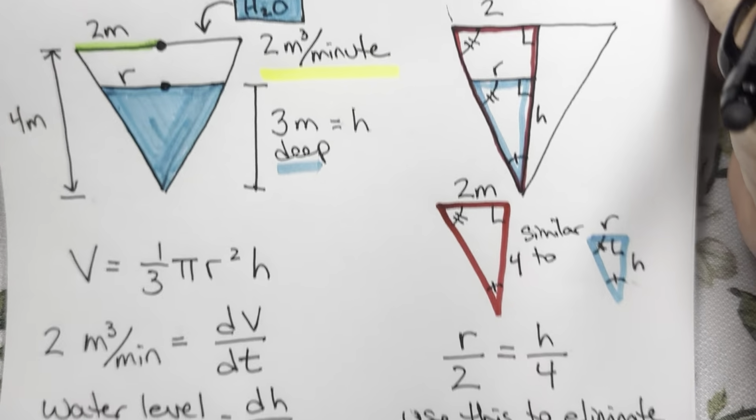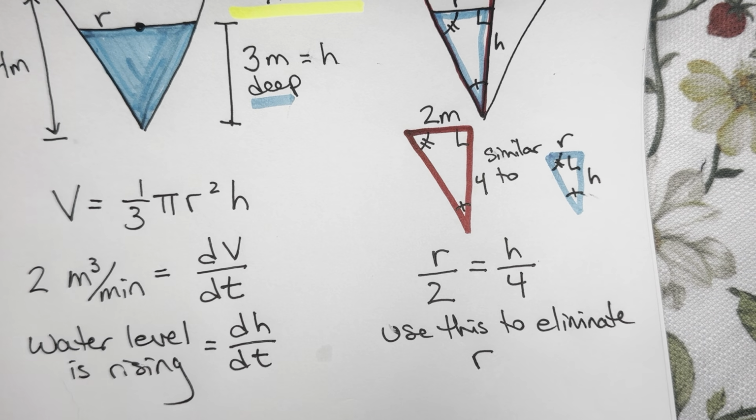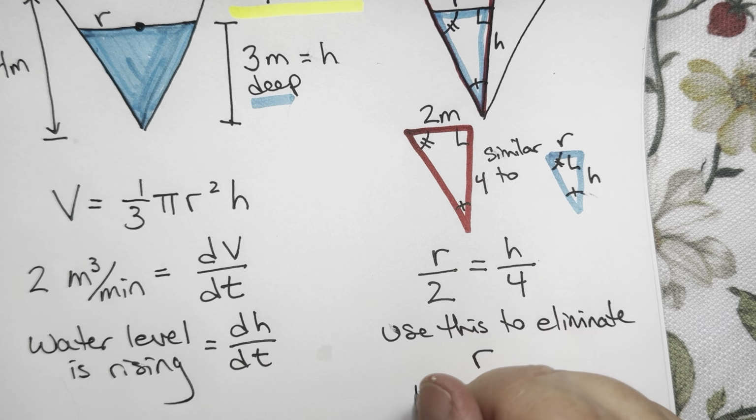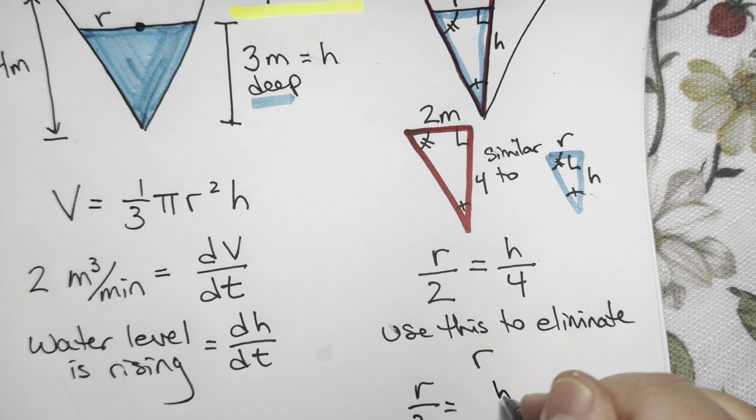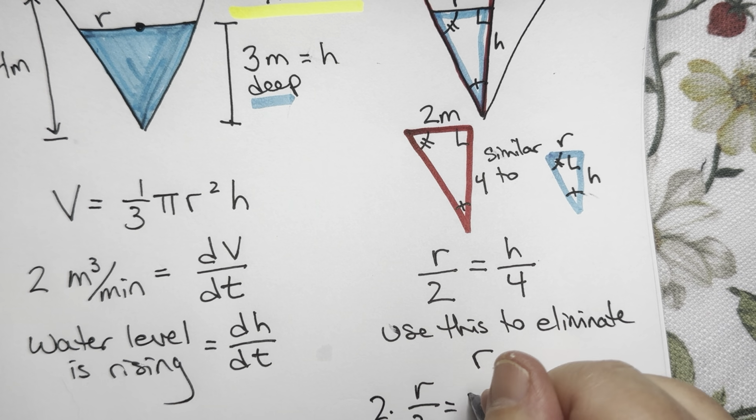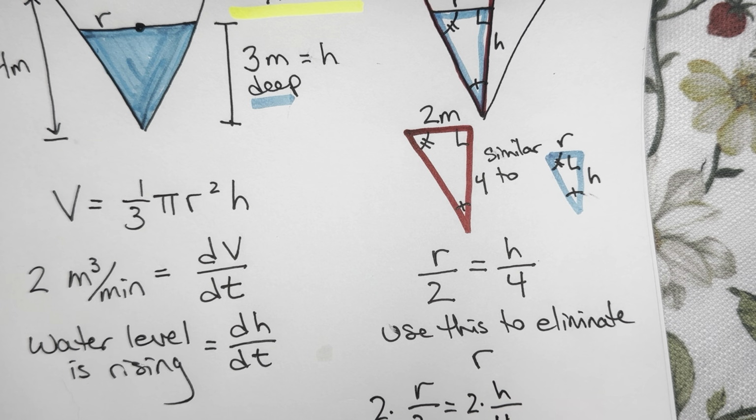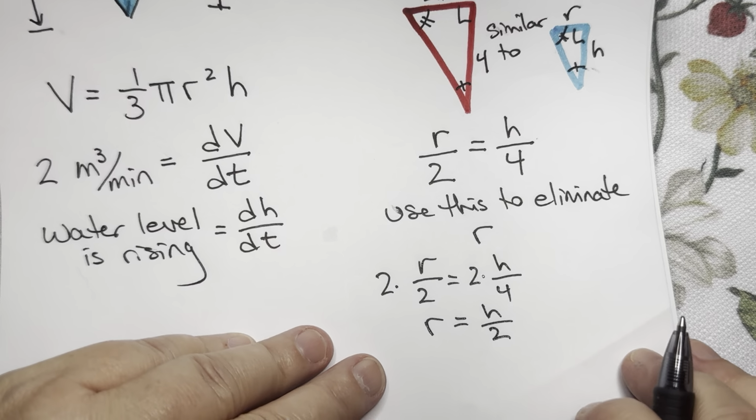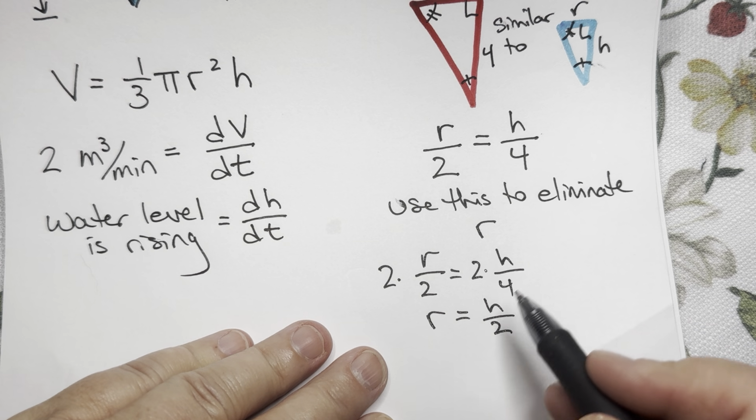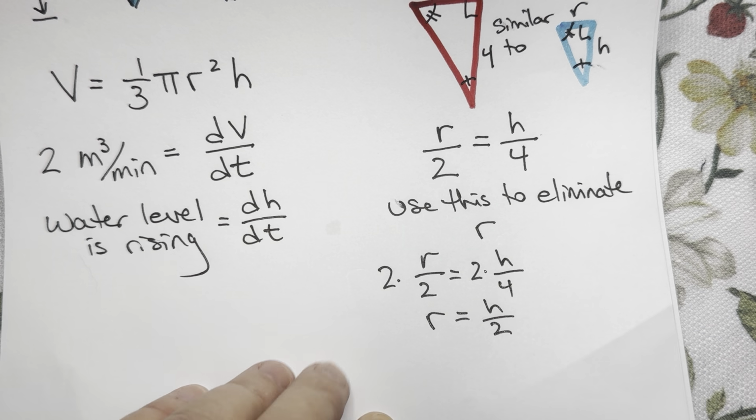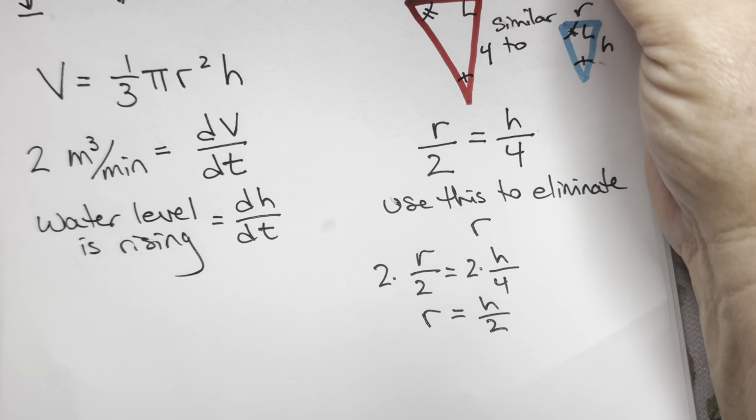Let's just get rid of r. Let's replace r with h. So r over 2 equals h over 4. I'm going to multiply both by 2, and I get r equals h over 2. Right? Sorry about that. So I've got r equals h over 2. Okay, I think I'm going to go on to another piece of paper.